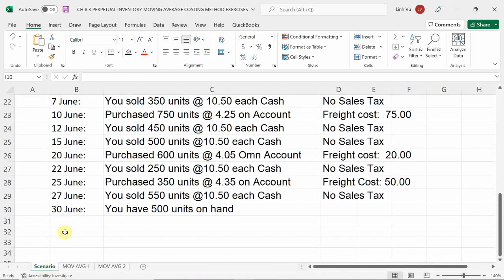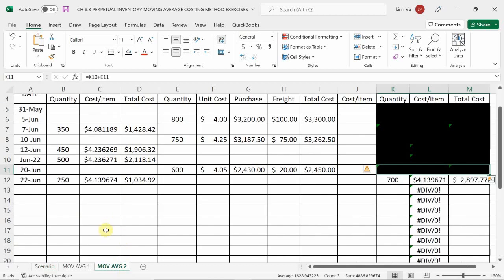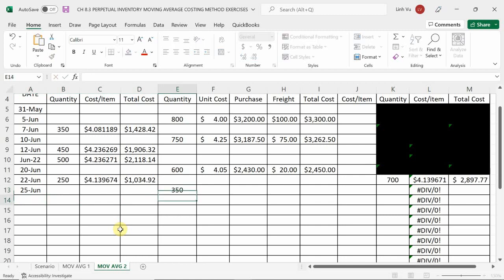Then June 25th, we end up repurchasing another 350 units at $4.35 with a freight of 50. So 350, 435, and 50 for the freight. Okay, 1,522.50. Okay. 350, 425. Oh, it's actually 435. Okay. Good. Plus $50 of freight. 1,572.50. Okay, so now that we purchased new inventory, we need to plug it in.